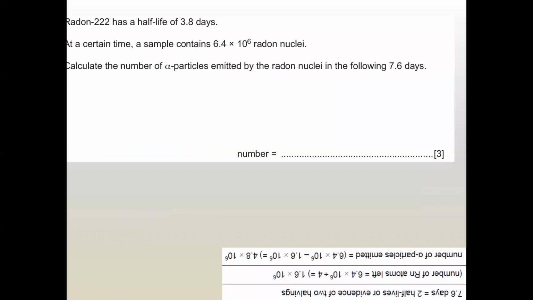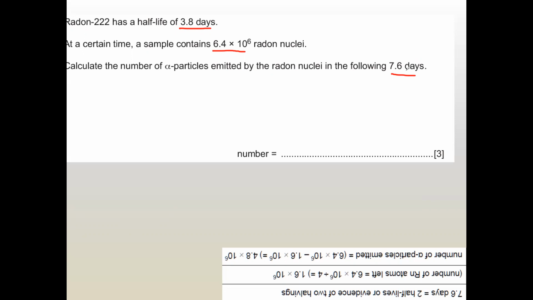Then another question. We have radon, which has a half-life of 3.8 days. It means after every 3.8 days, it will become half of its original value. At a certain time, we have 6.4 into 10 to the power 6 radon nuclei. Calculate the number of alpha particles emitted by radon nuclei in the following 7.6 days. So radon is emitting out alpha particles.